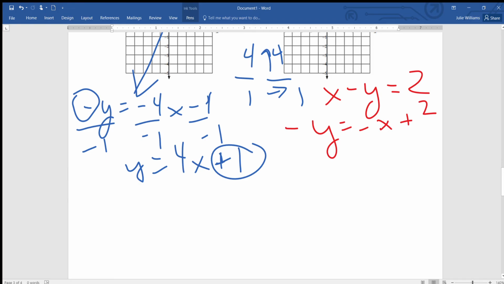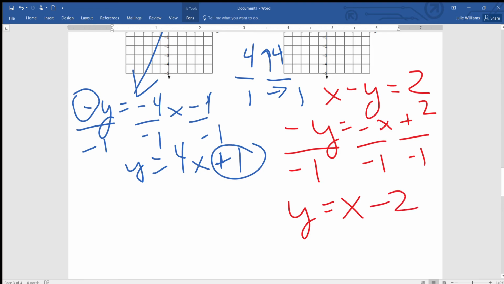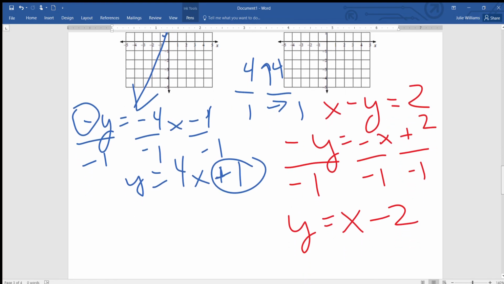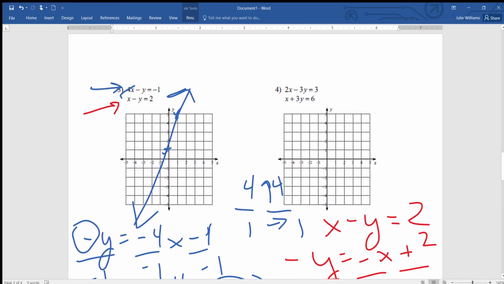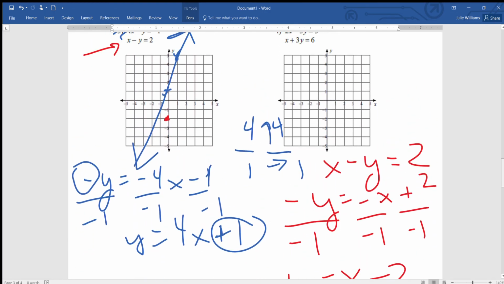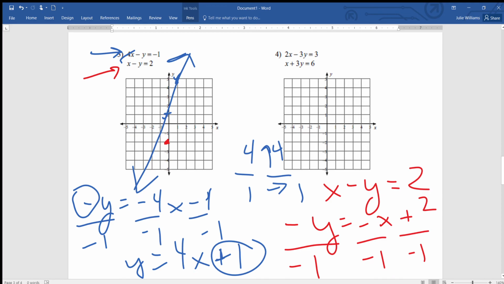And then we just have to divide everything, just like the other equation, by -1. So now we have y equals -x over -1, which is positive, so just x, and then 2 divided by -1 is -2. So that's my other equation. I'm going to plot that. Again, the y-intercept is -2, and the slope is 1, up 1 to the right 1.